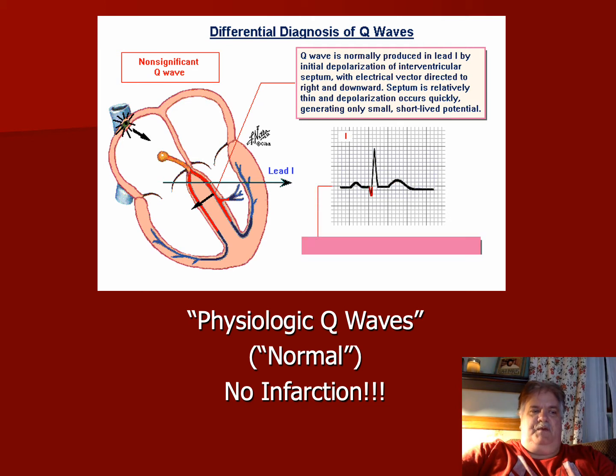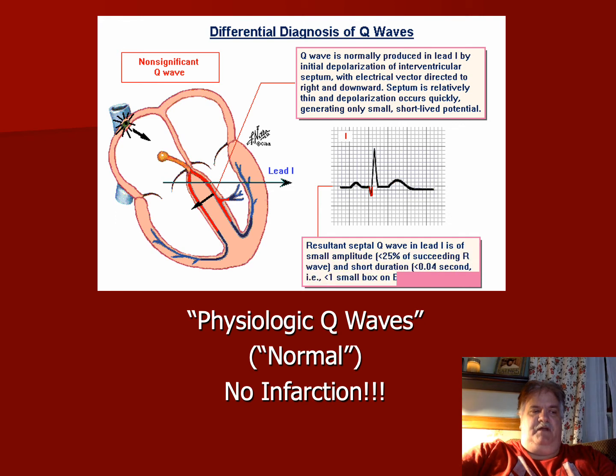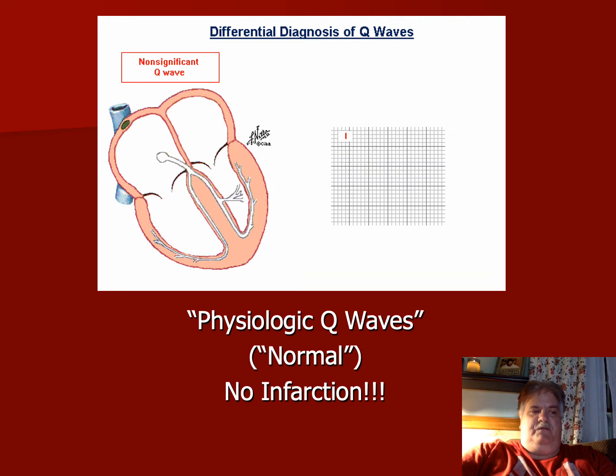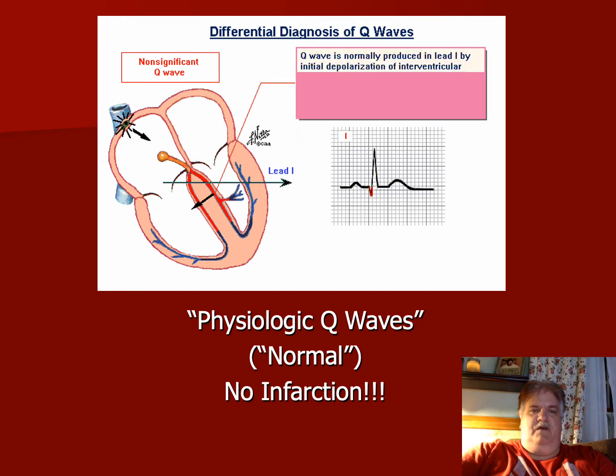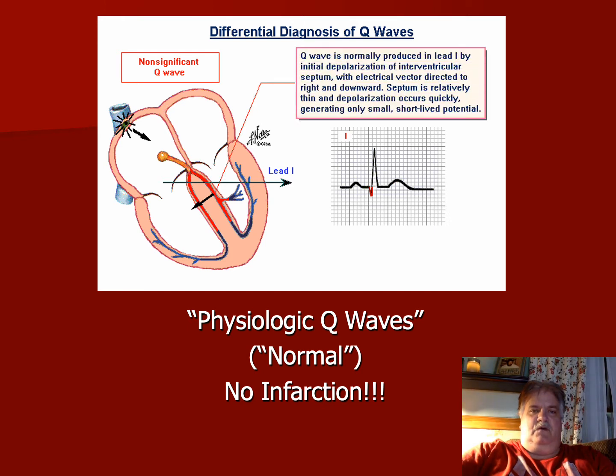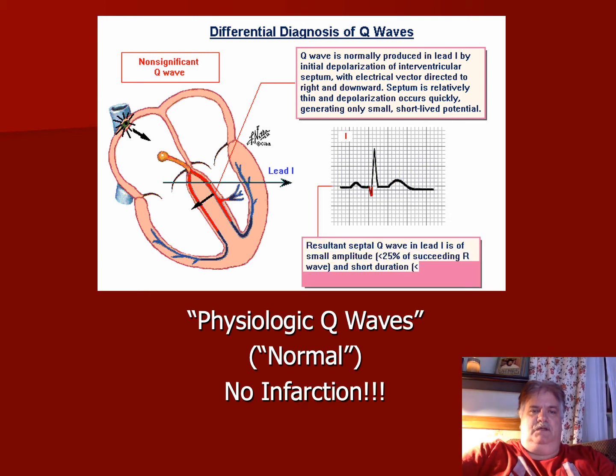The Q wave is normally produced in lead 1 by the initial depolarization of the interventricular septum, with electrical vector directed to the right and downward. Remember, the septum is relatively thin and depolarization occurs quickly, generating only small, short-lived potential. Thus, when we look at the morphology of the Q wave that's physiological or normal, it is shallow and it is narrow, less than one little block or less than 0.04 seconds.